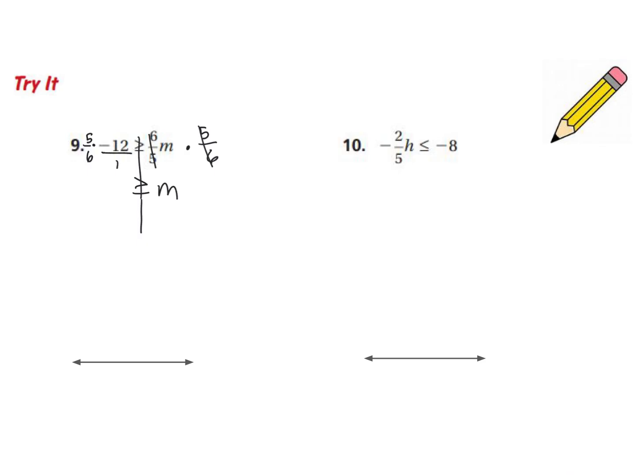Over here, I'm going to make this negative 12 over 1. Negative 12 and 6 can simplify to 1 and negative 2. 5 times negative 2 is negative 10. Negative 10 becomes my reference. I can be equal to it since I see the equal to bar. Mouth is open towards the number, meaning I want numbers that are less than that number.